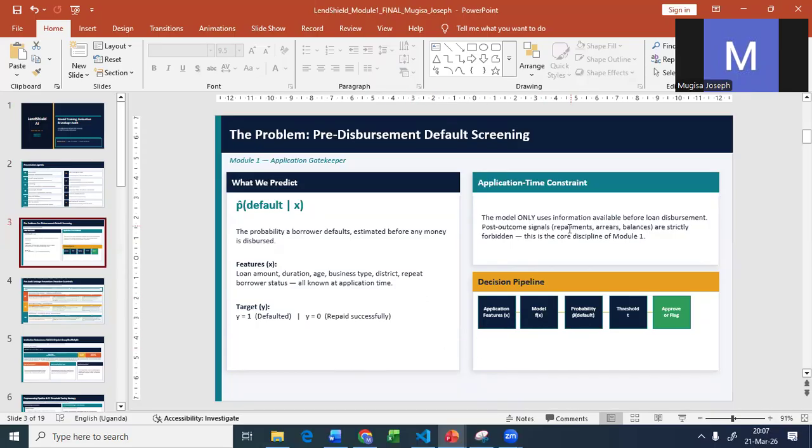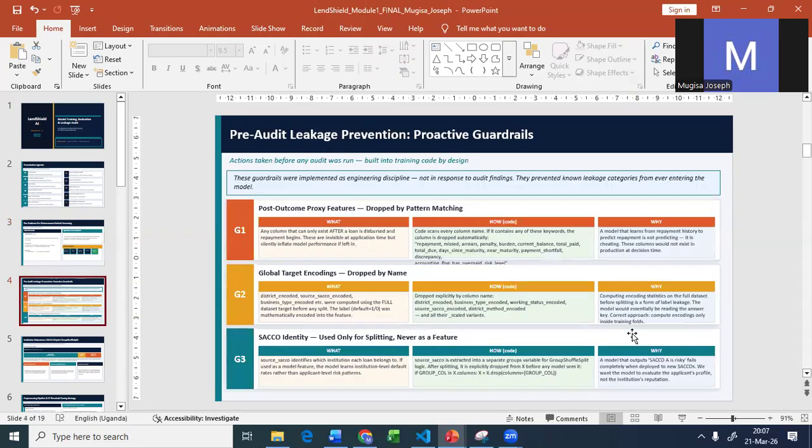The model only uses information that is available before disbursement of the loan. Those features which are not seen before the disbursement of loans, such as balance and the repayments, are forbidden because the model would be shooting into the future. Here I present a pipeline: application features go through the model, producing for us the probability, and then going through the threshold, which I will describe in the next slides.